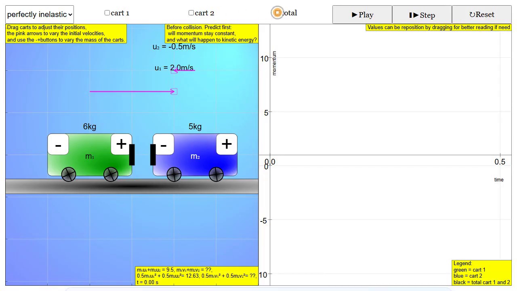The graph controls let us focus on one line at a time. By turning cart 1, cart 2, and the total on or off, students can compare how the individual momenta change while the total line remains steady through the collision.